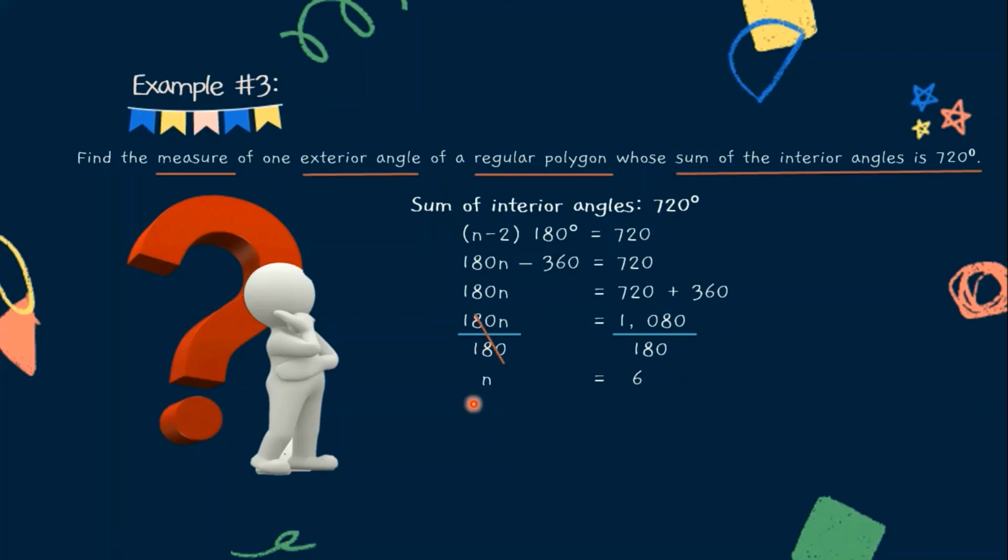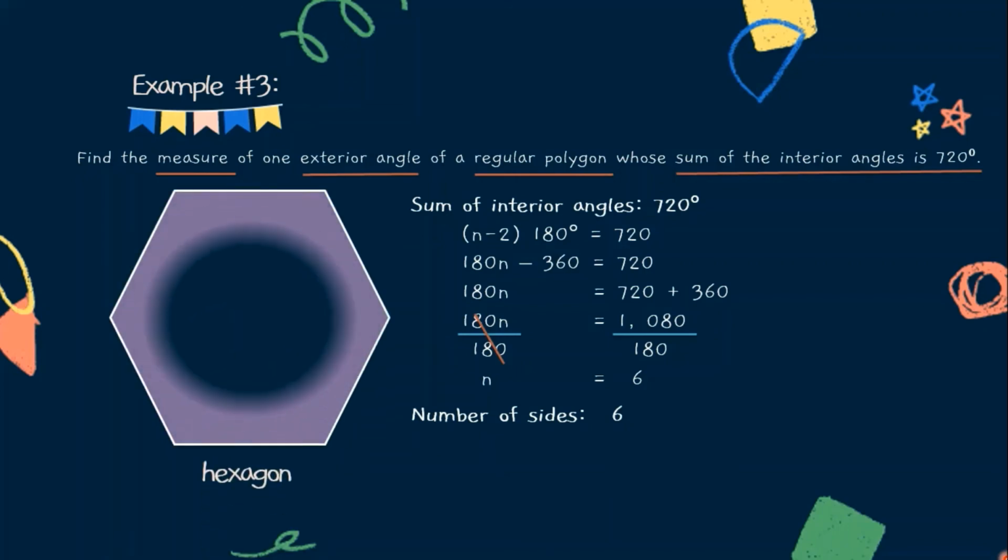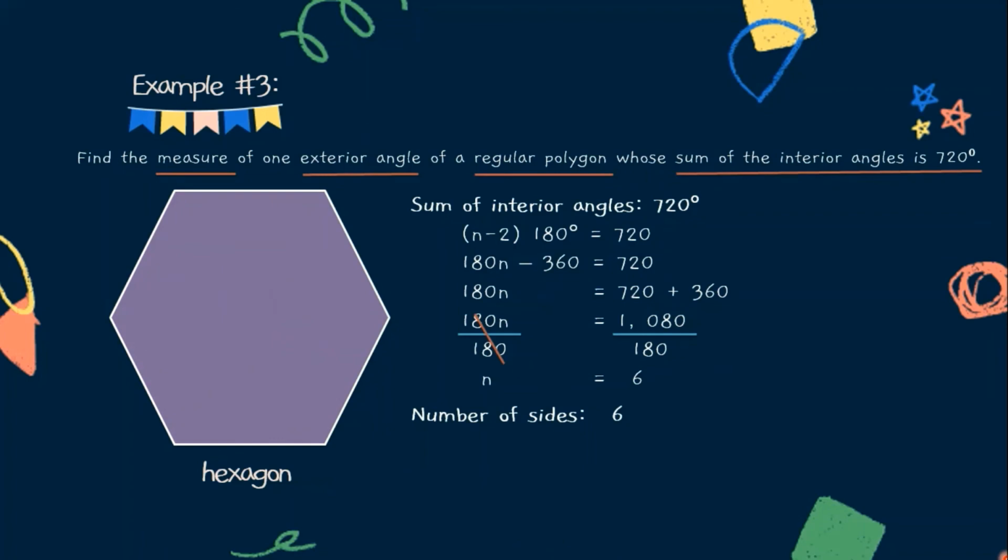So, if our n is 6, therefore, the number of sides of this unknown regular polygon is 6. And the polygon with a number of sides that is 6 is a hexagon. A hexagon is a polygon with 6 sides and this is how it looks like. Since we now know the number of sides, we know which specific polygon we are looking for, we can now get its sum of exterior angles which is 360 degrees.